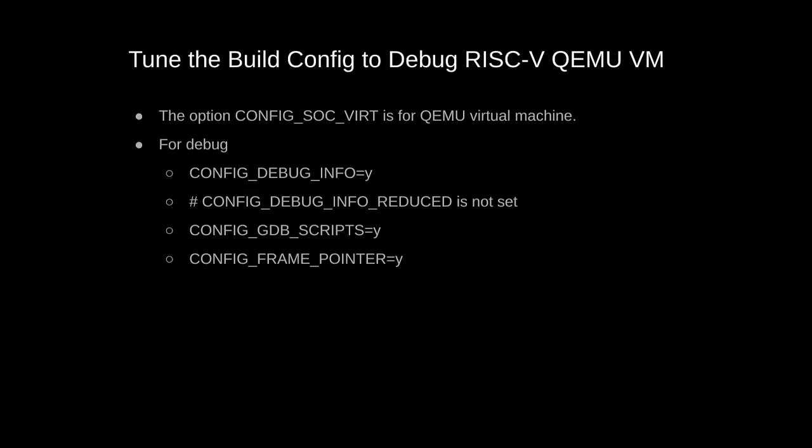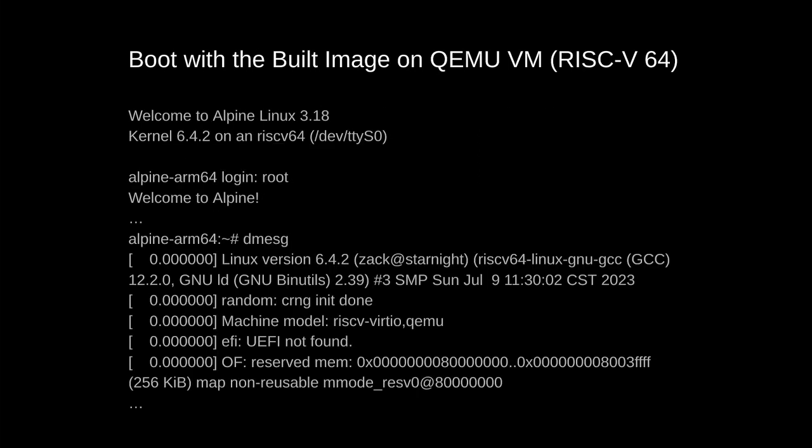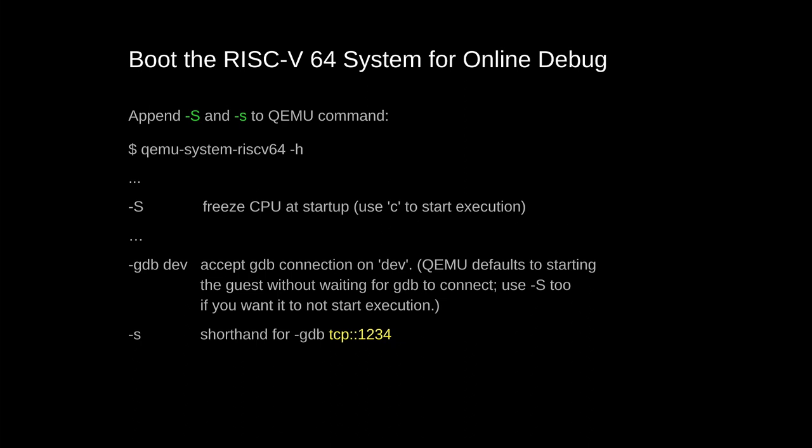And here's some build config we have to take care of. The first thing is we have to enable the SoC virt for a QEMU VM. And for debug, we have to enable debug info, GDB scripts, and frame pointer options, and disable the debug info reduced option. If we want to have a debug server with a QEMU VM, we can append the dash capital S and dash small s to the QEMU command. The dash capital S means freeze CPU at startup, and the dash small s means accept a GDB connection on TCP port 1234.